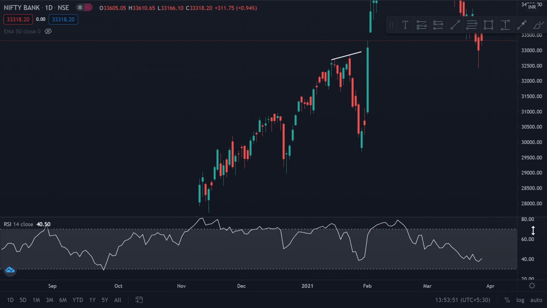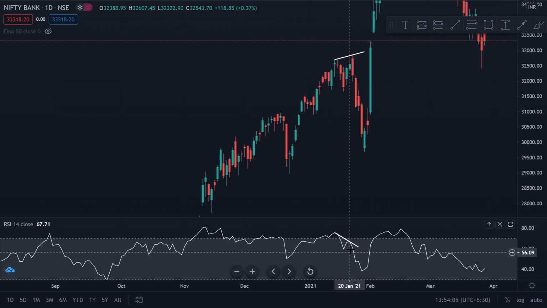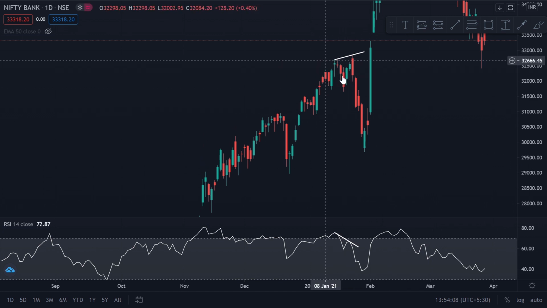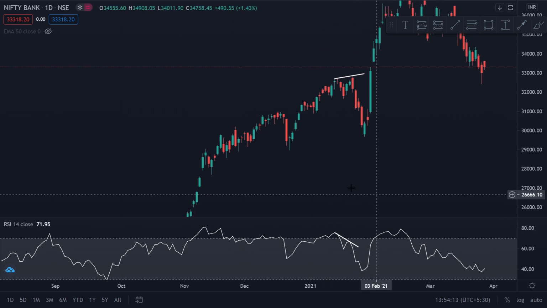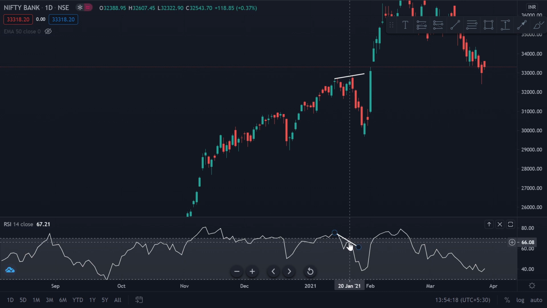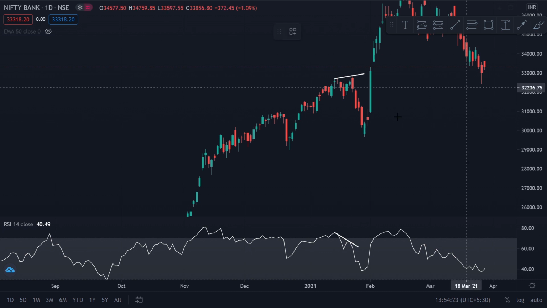If I observe the RSI in these areas, this corresponds to this, and the next high corresponds to this. So if you see the difference in the RSI, it's huge, it's not small. This is around 75 and this is around 67. So even though the price has made a higher high, RSI has shown a huge fall. So what does this mean to us? This is obviously a clear bearish sign for us, because RSI is a momentum indicator, and it is giving us huge bearish signs, not even small ones. And you can clearly see what happened in the next few days after this.